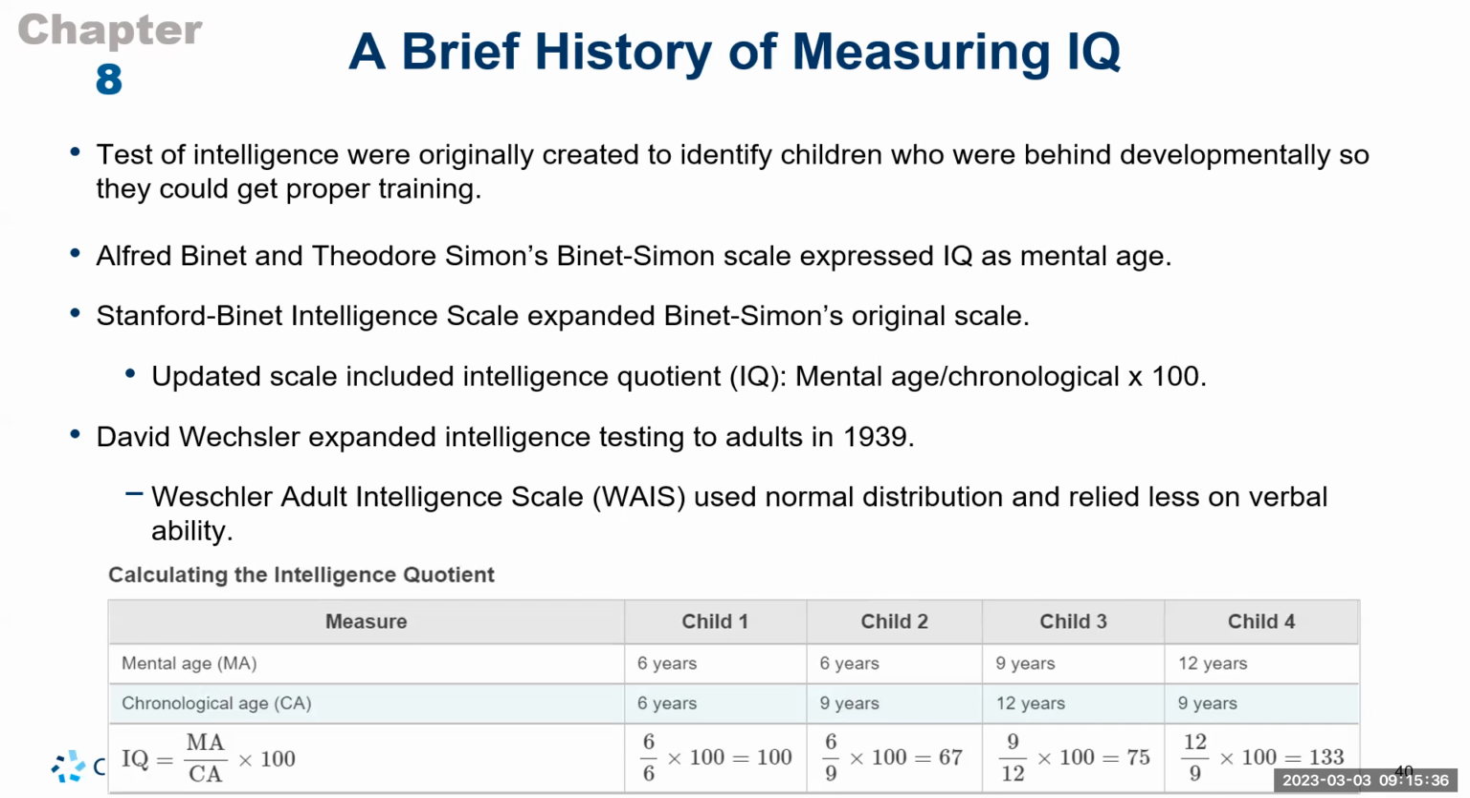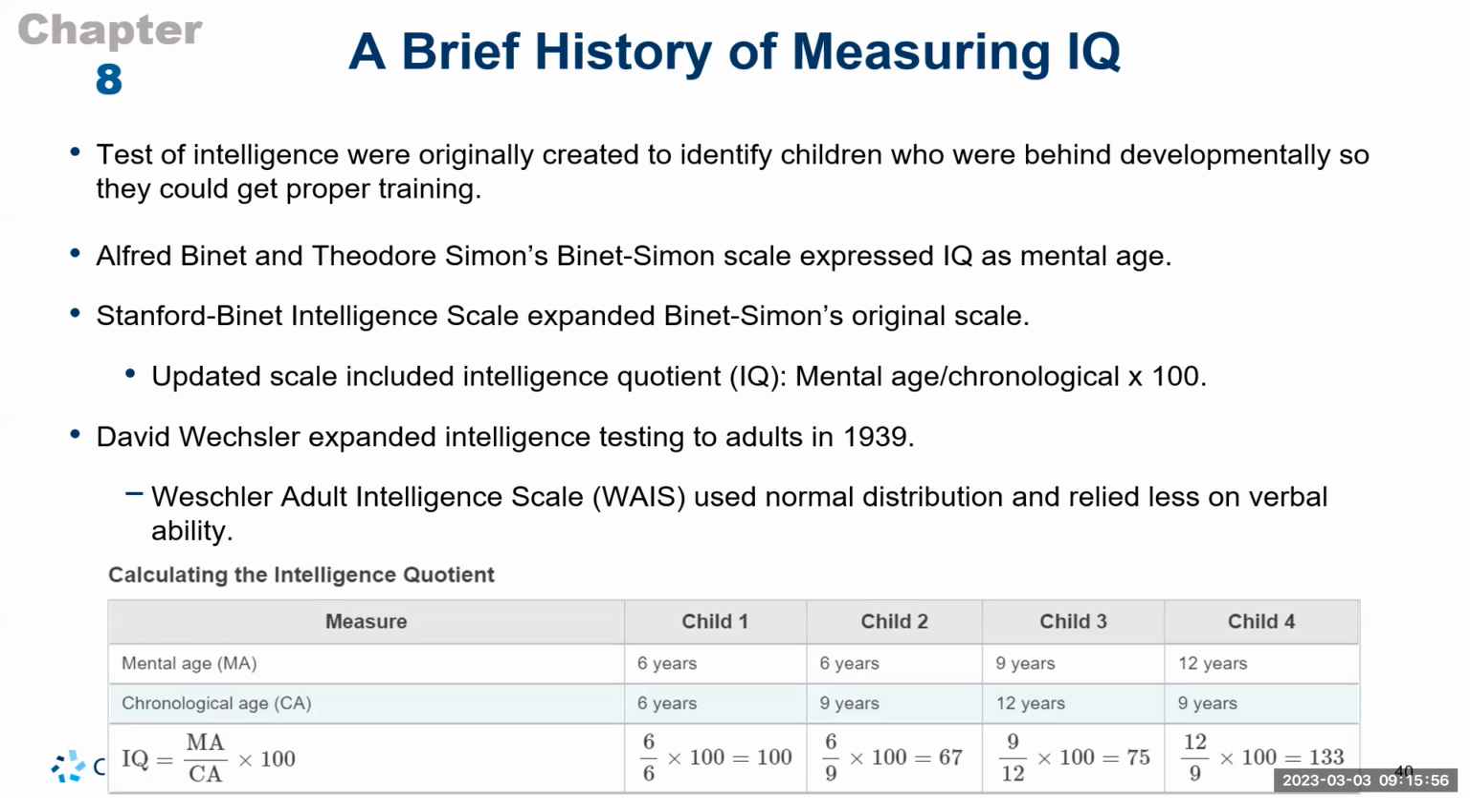Child 2 has a mental age of 6 and a chronological age of 9, okay? So this young person is developmentally delayed because their chronological age is higher than their mental age, okay? And so with that being said, they would maybe need some additional help.